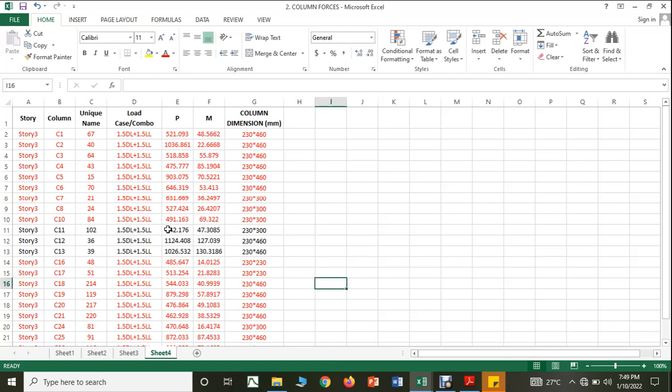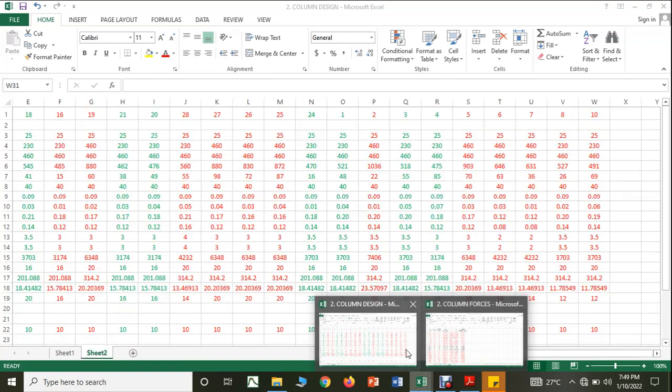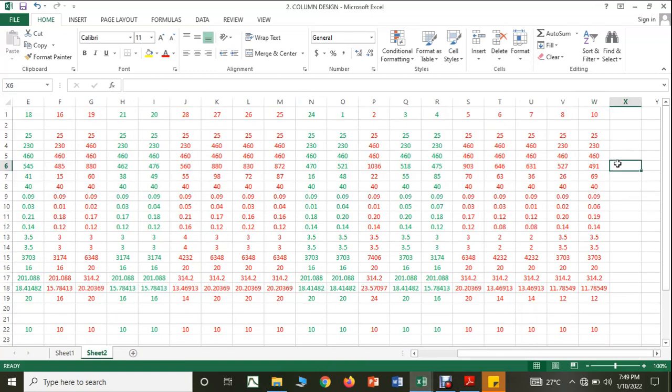We have column number 11. It is 442 and 47, 442 and 47. Okay, 442, yes, 442 and 47. So 40 I'm going to maintain. So column number 11, 25, it is 230 by 300. So when you do that, it is 0.13, okay, it is 0.09 and it is 0.26. So again a little bit higher. So therefore let us make 230 by 460 only.